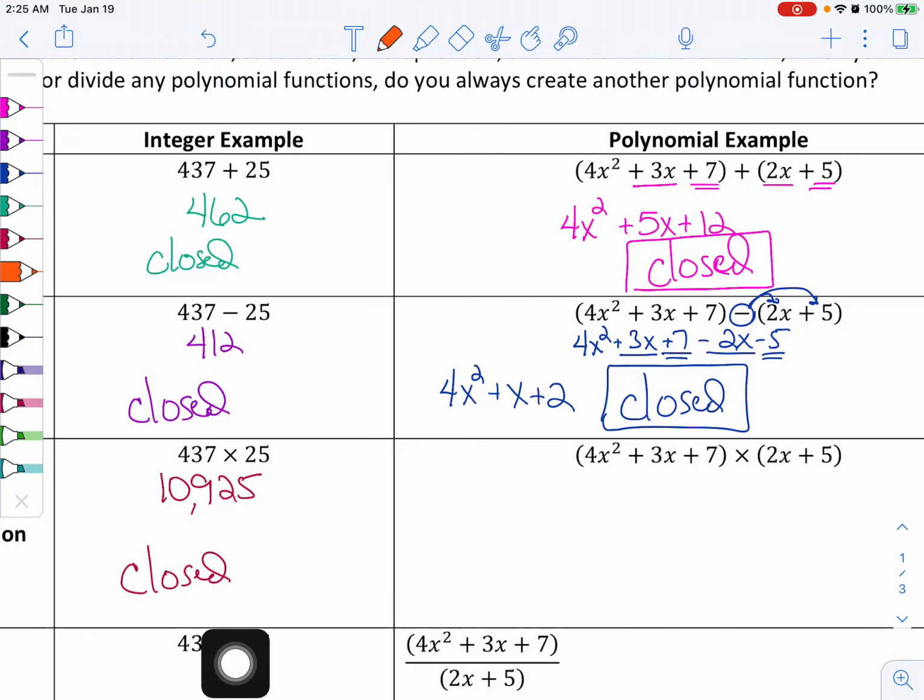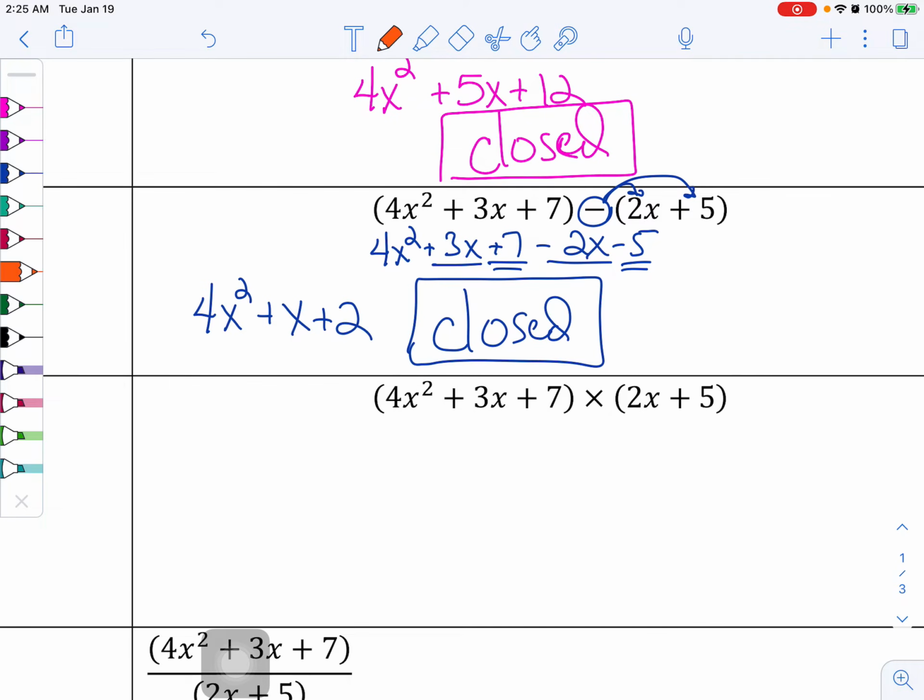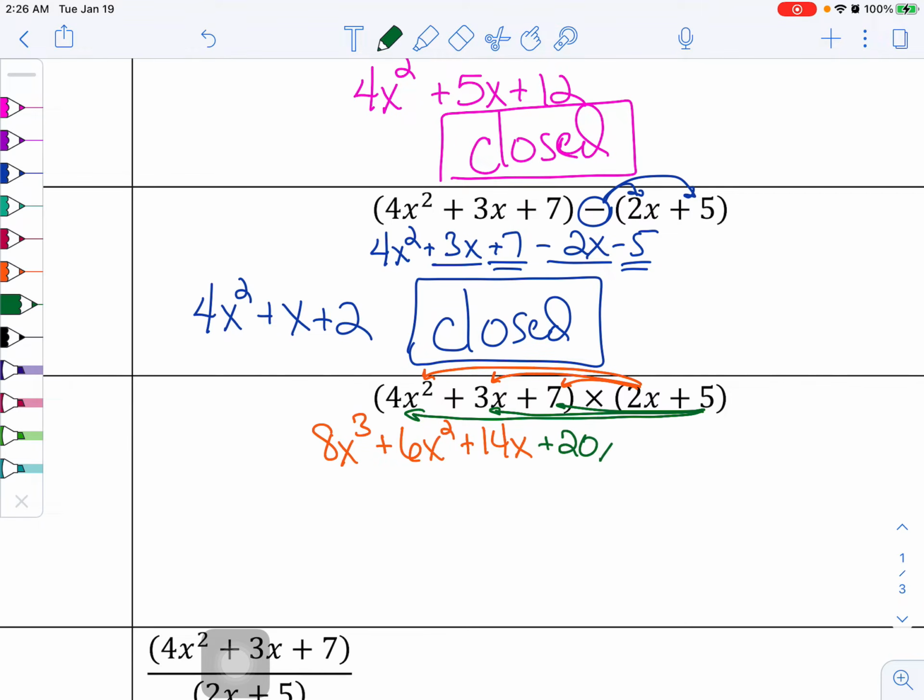Let's see what happens when we do polynomial multiplication. I'm going to zoom in a little bit so I can work on this. So I'm going to take 2x times all three of these terms. So that's going to be 8x cubed, plus 6x squared, plus 14x. For giggles, I'm going to switch colors, and then I'm going to take 5 times all three of these. So plus 20x squared plus 15x, and then plus 35.